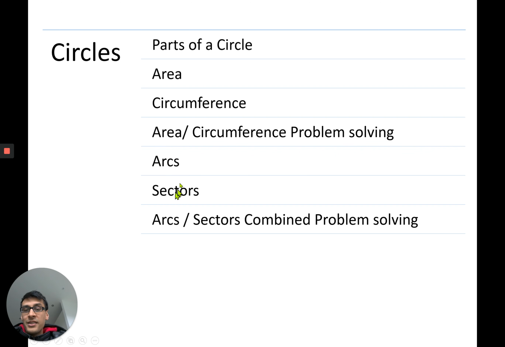And then arcs and sectors is the main part. This is going to be stuff which is potentially new. Compared to some of the topics we've been doing, it's a lot easier and straightforward.